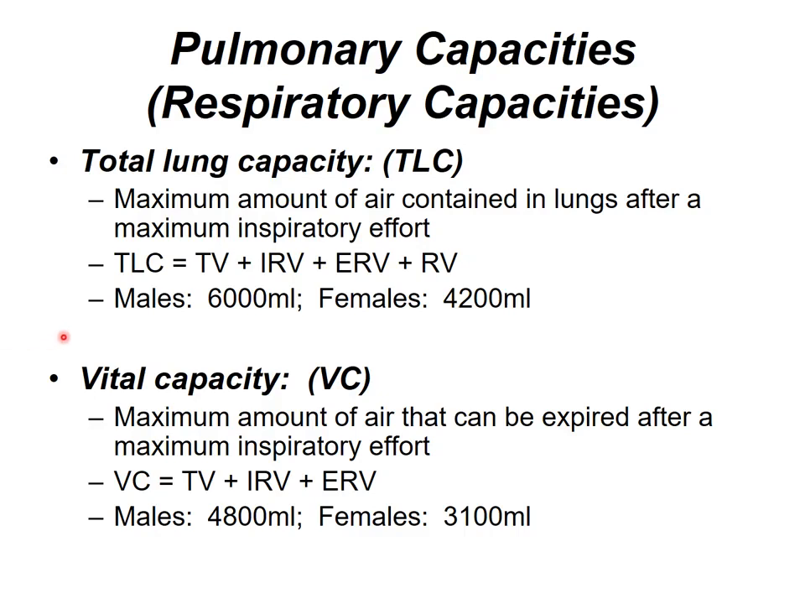You can take some of these measurements and then, as you can see right here, calculate the total lung capacity. What's the maximum amount of air that can be in the lungs? You can also use this formula to calculate the vital capacity. That's the maximum amount of air that can be expired, that you can exhale after maximum inhalation.